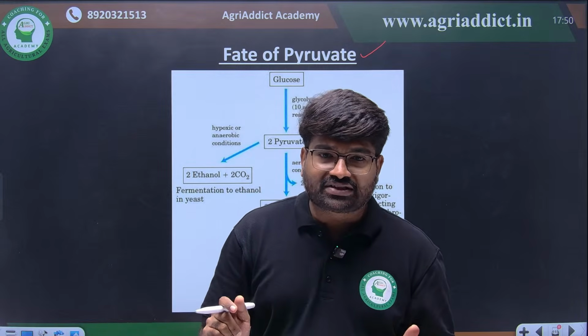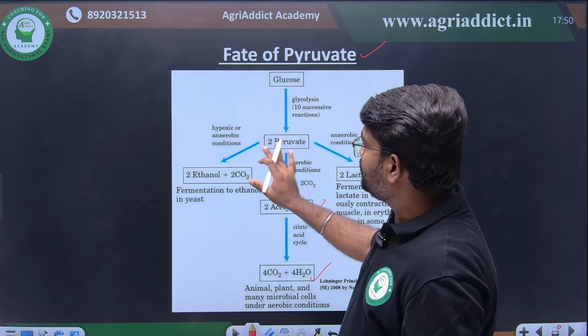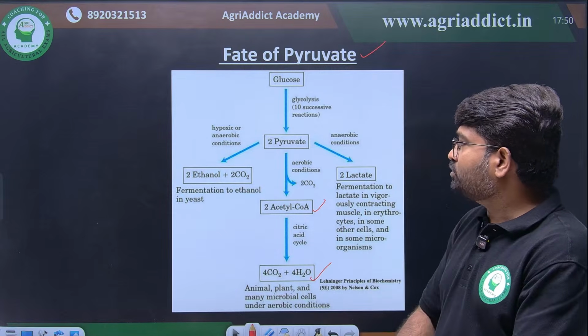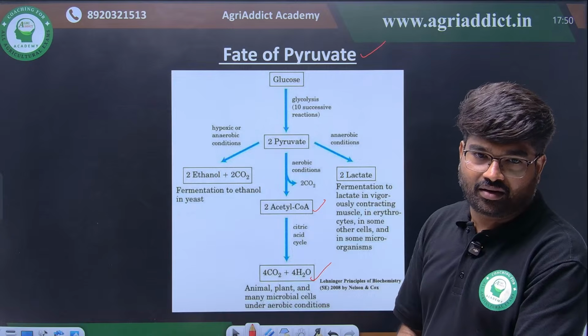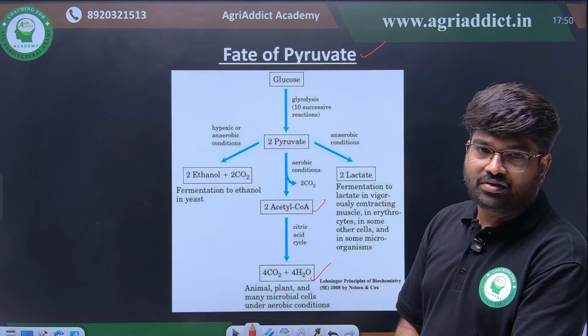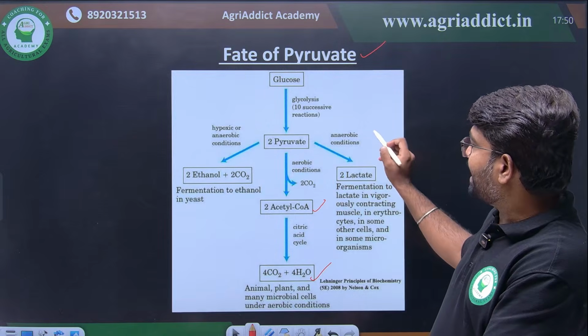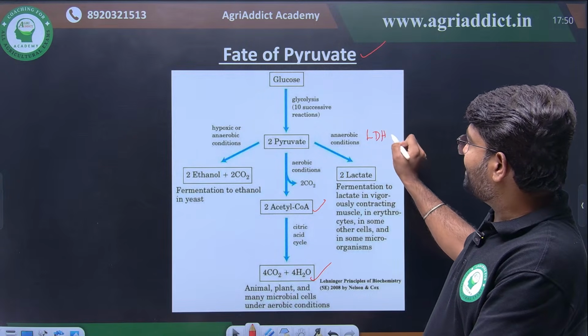Now we are going to see what questions they will ask from this slide. The major important thing is the enzyme. How is pyruvate converted into ethanol? How is pyruvate converted into lactate? Pyruvate is converted into lactate by the lactate dehydrogenase enzyme.